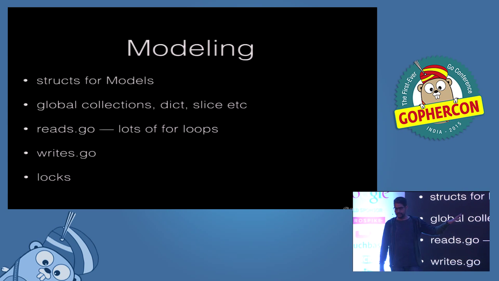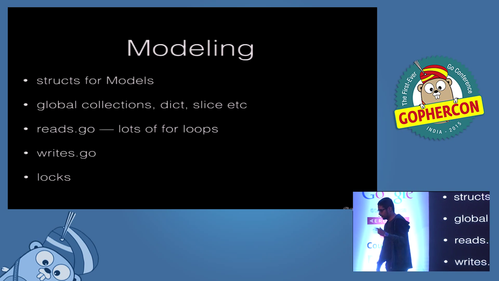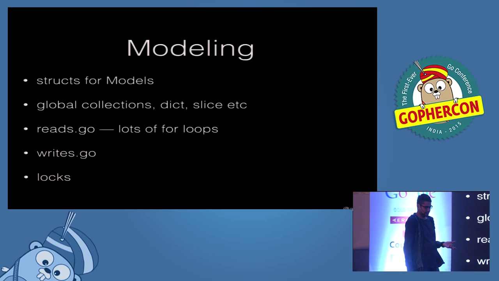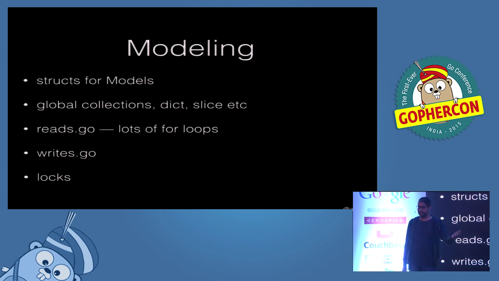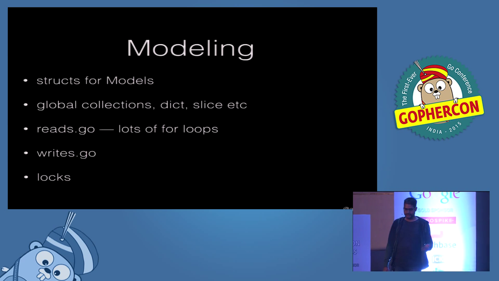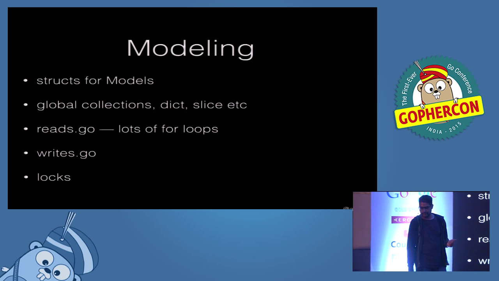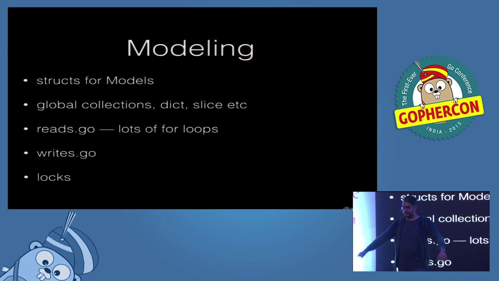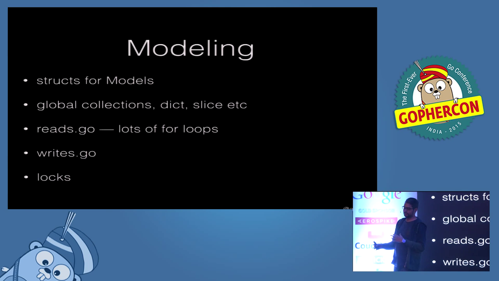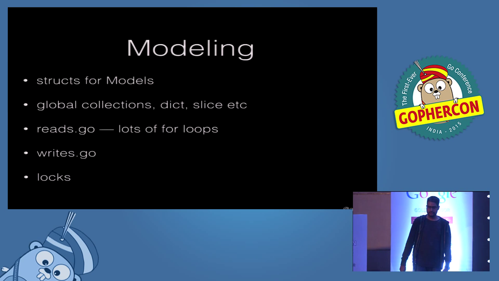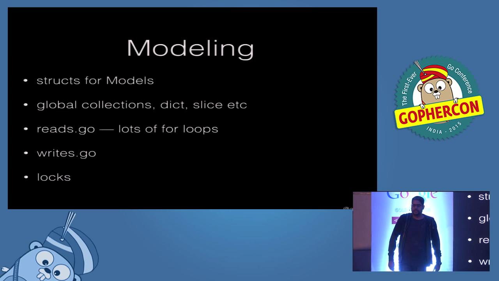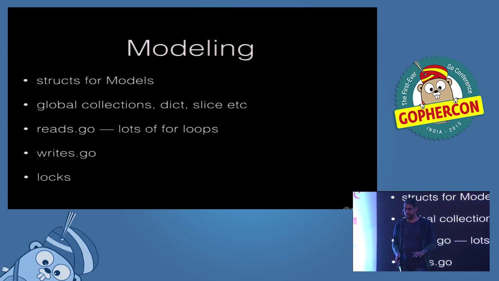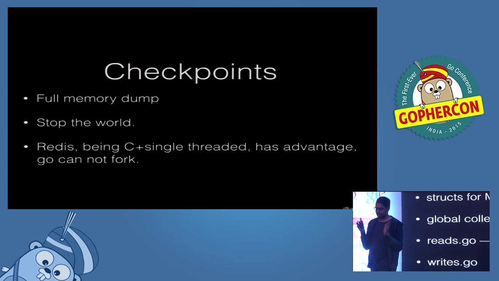So in order to model this to-do, you will have a bunch of structs. For models, you'll have a user struct, you'll have a to-do struct, you'll have a few other things. Then you'll have global collections, which will most likely be a global pointer to a dictionary or a slice or one of those data structures that you feel is suitable for your application. You'll typically have a bunch of reads and writes. I prefer to split them into these. So you'll have a lot of for loops. It will depend on how you have organized your data. You will probably have a bunch of locks. Using all of this and all the techniques you have learned about Go, you can manage to store data in RAM.